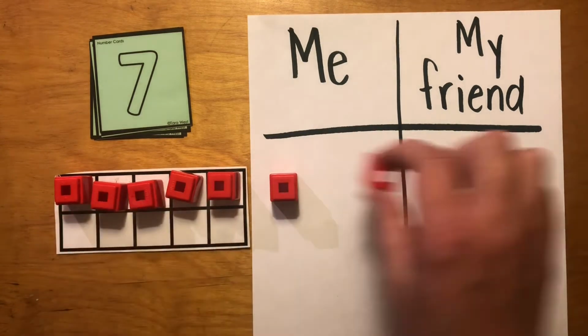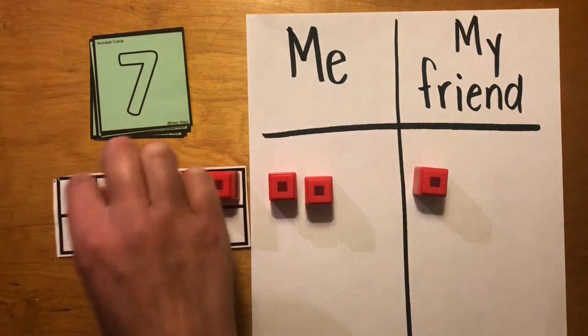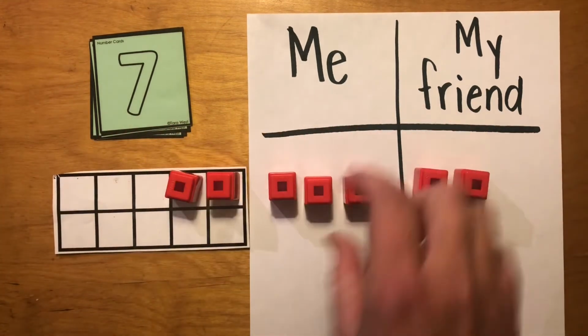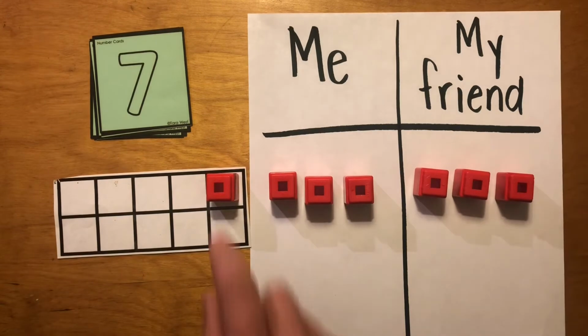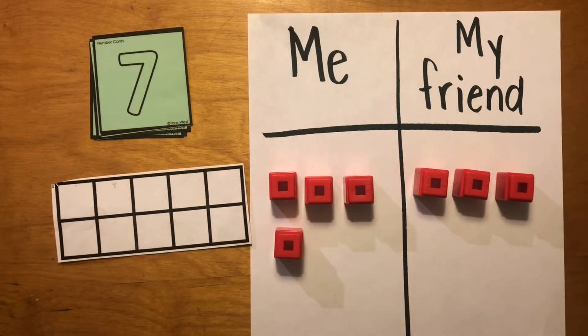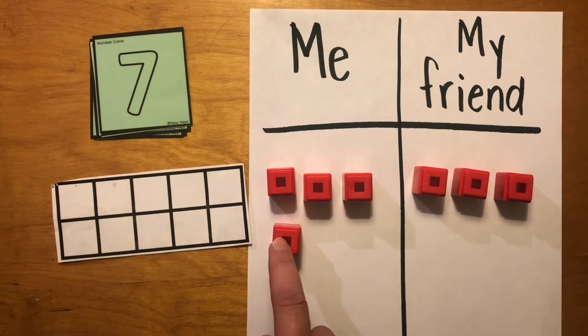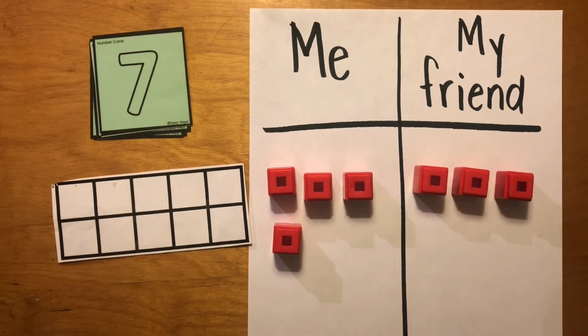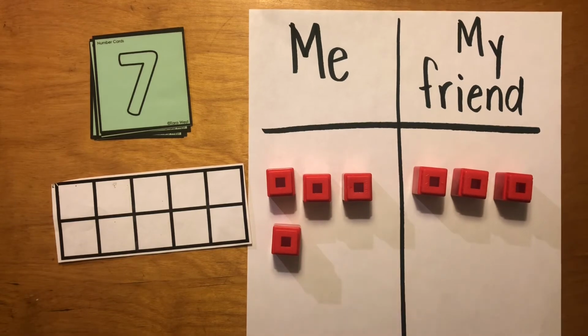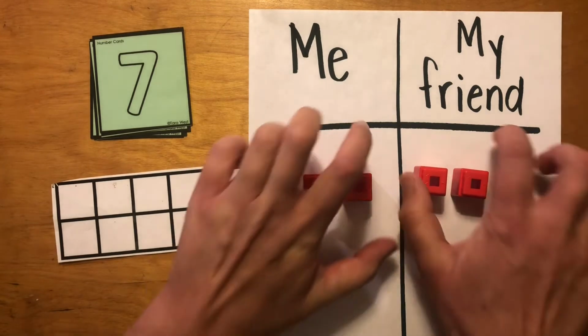1 for me, 1 for my friend. 1 for me, 1 for my friend. 1 for me, 1 for my friend, and 1 for me. 1, 2, 3, 4 for me, and 1, 2, 3 for my friend. That's not very fair. What do we call that when the numbers are different and I have more than my friend? We call it odd.